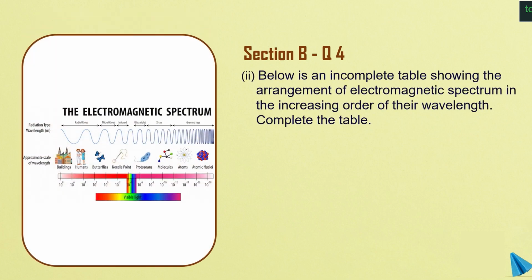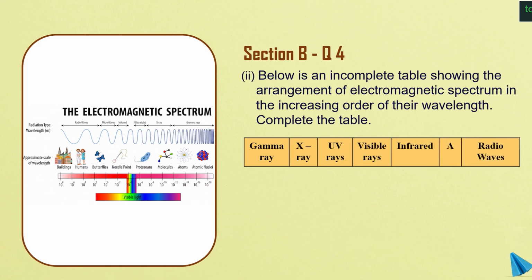Let's have a look at the new question. It says, below is an incomplete table showing the arrangement of the electromagnetic spectrum in the increasing order of their wavelength. Complete the table. So here we are supposed to complete the table, talking about gamma rays, X-ray, UV rays, visible rays, infrared, A and radio waves.